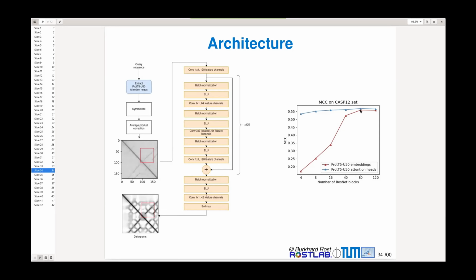And actually, the maximum here with 80 layers, this is a later training I did, but it's well within the error range. So here at 80, 120 ResNet blocks, this is kind of the plateau, and you don't improve if you go deeper than that.